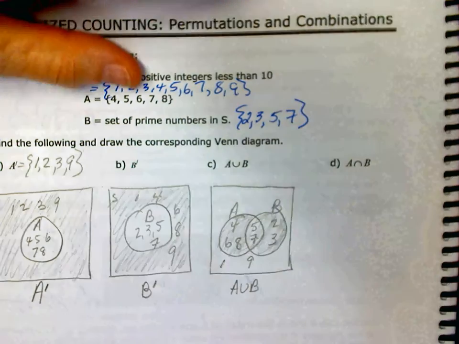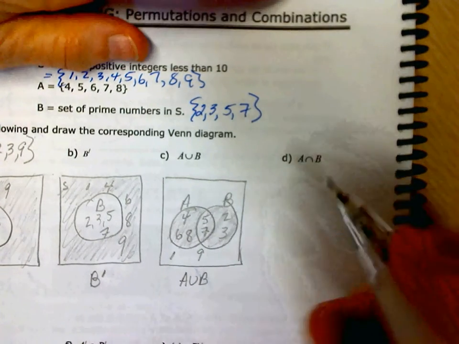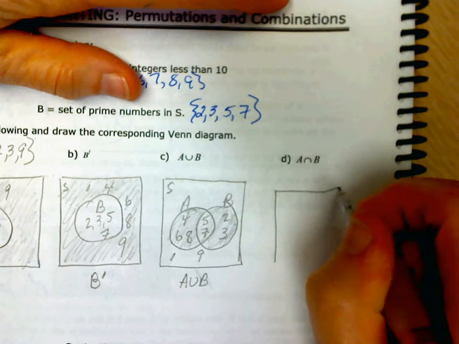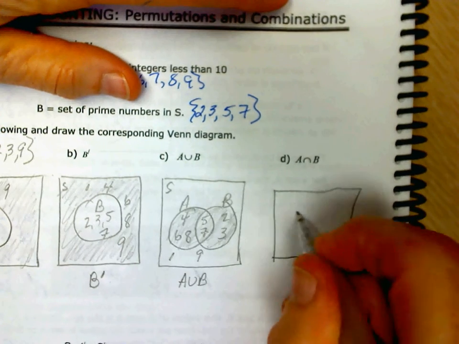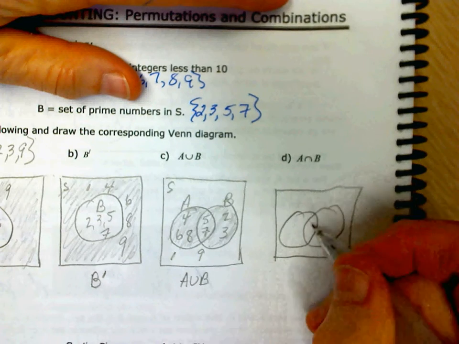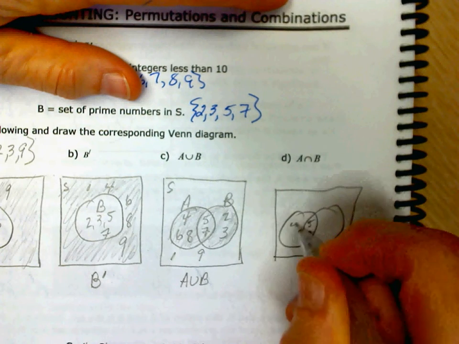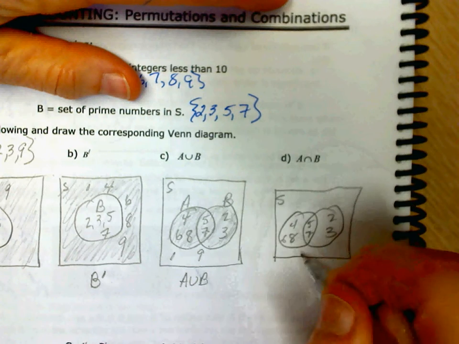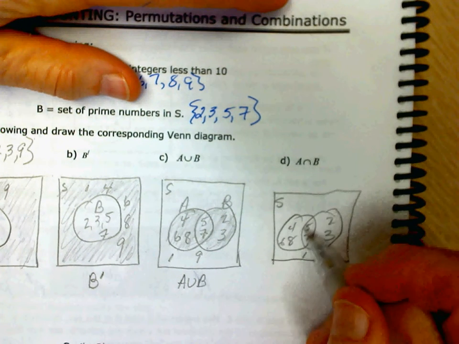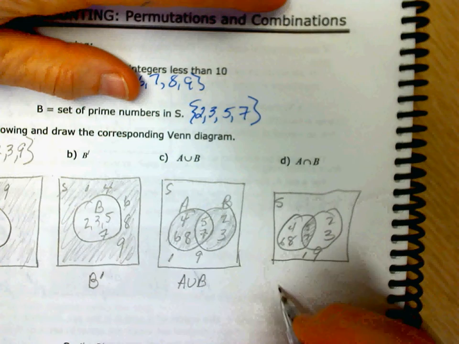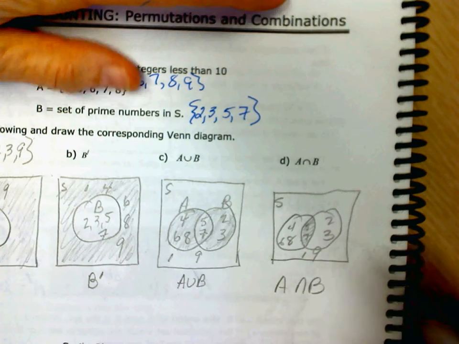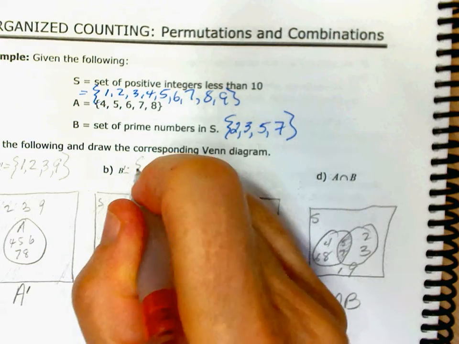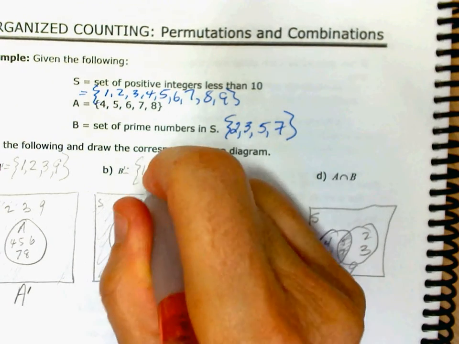A intersection B will look a lot like C, but just different shading. Two, 3. This is S, 1, 9, and A intersection B is right there. Sorry, I haven't been writing the answers. B naught is 1, 4, 6, 8, 9.